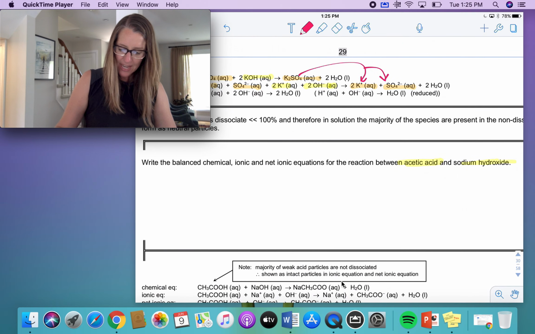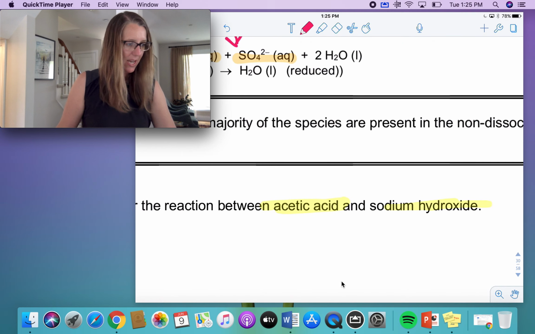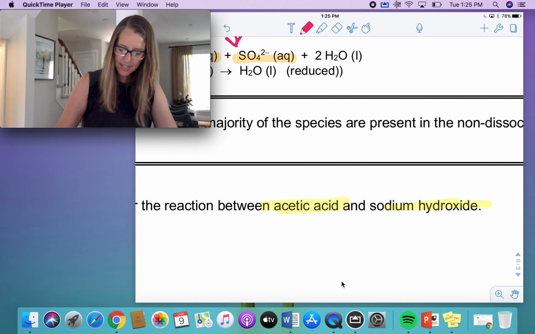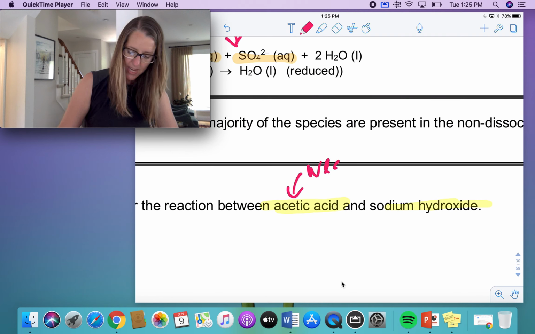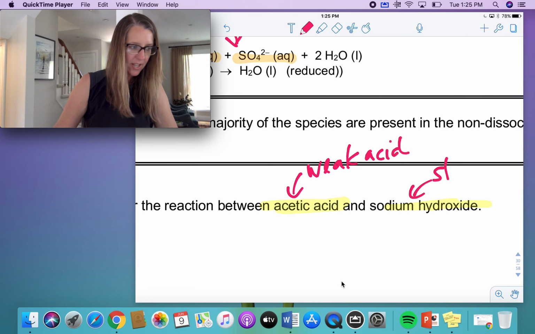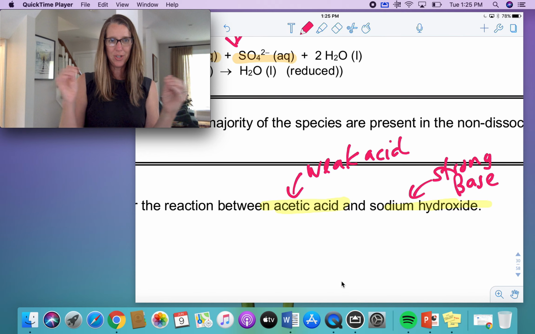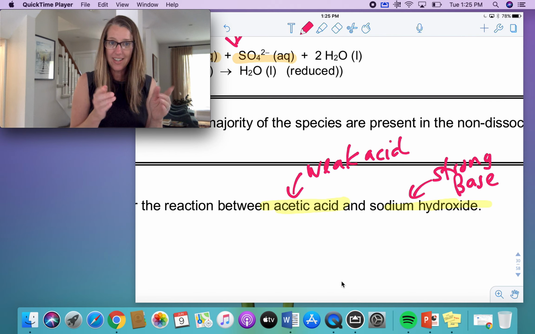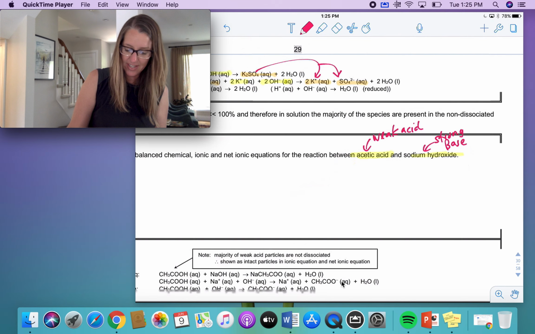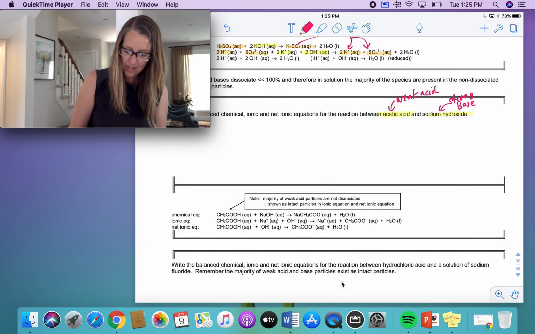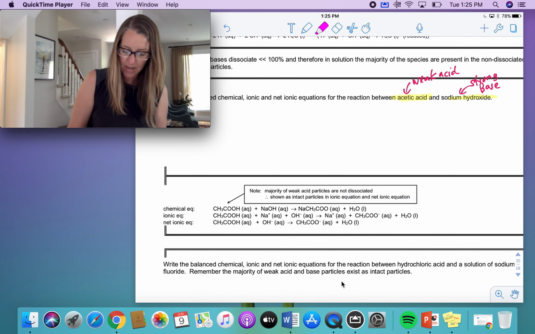Next example, acetic acid and sodium hydroxide. Okay, acetic acid, weak acid. Sodium hydroxide, strong base. So write your balanced chemical equation, write your ionic equation, recognizing the fact that you've got a weak acid. So let's see in the answer if that's there. There you can see the answer to that.